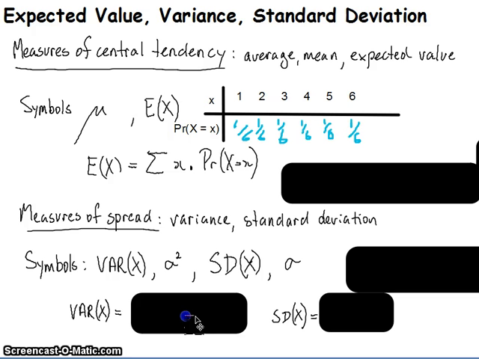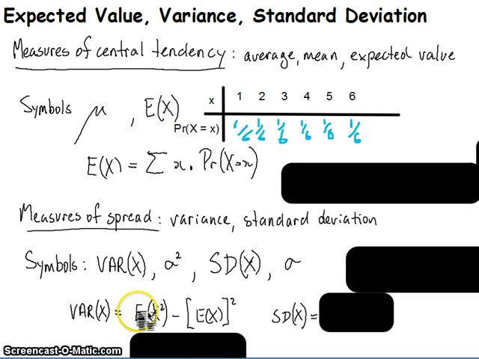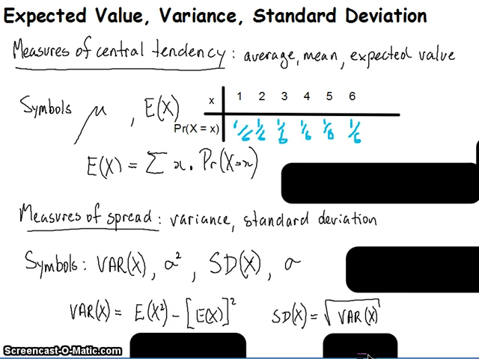Now, to calculate the variance of X, we find the expectation of X squared and subtract the expectation of X, squared. I'll say that one more time. Take the expectation of X squared, so we're going to have to work out what X squared is up here, and then subtract the expectation of X all squared. The standard deviation is just the square root of the variance. So once you can calculate the variance, standard deviation is pretty easy.